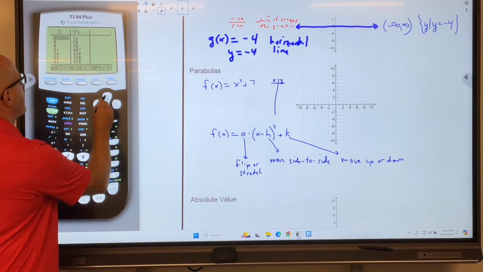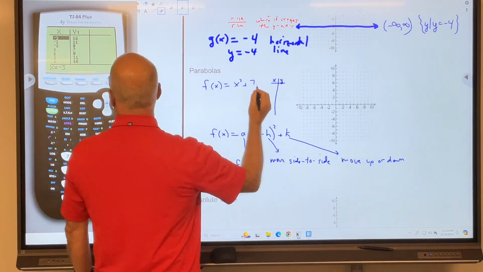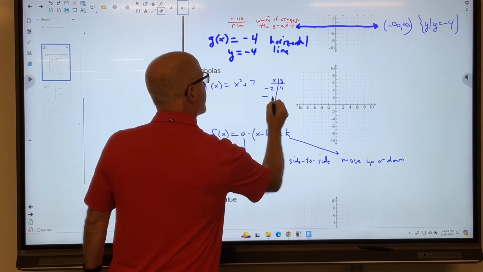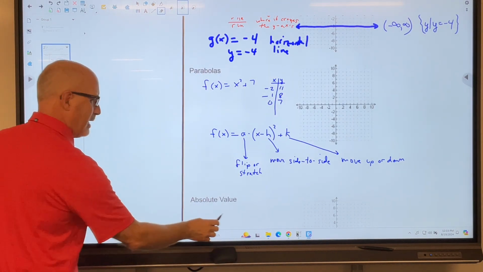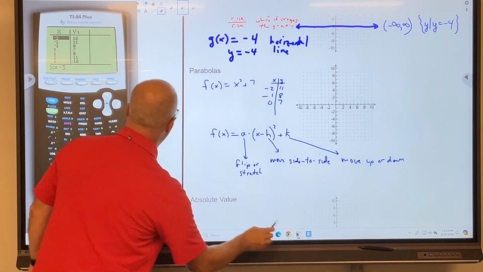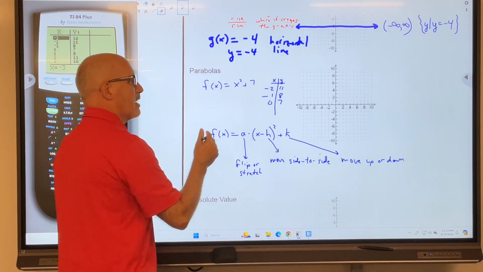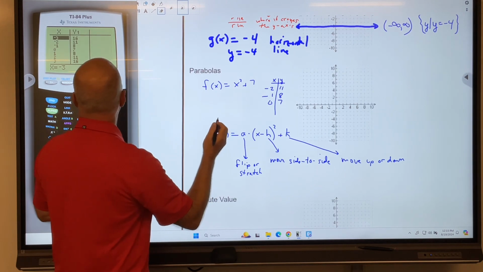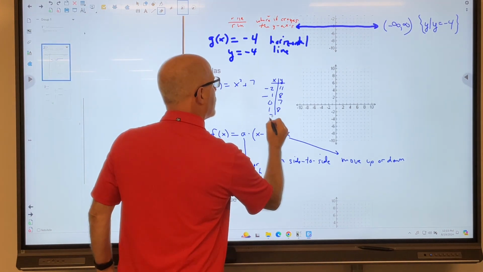My table is going to be centered around 0 here. So notice I've got several values. I've got -1 goes with 8, -2 with 11, 0 goes with 7, and then notice it repeats here. The interesting thing about parabolas is at 1 it's going to be 8 and at 2 it's 11, so it repeats values. It's called symmetry, which we'll talk about in a later lesson.